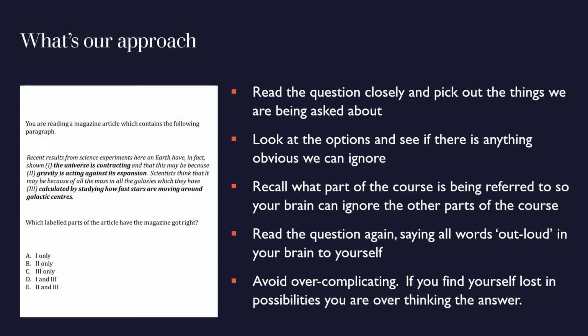So what's our approach? Well, we need to read the question closely and pick out the things we're being asked about. This is a question that warrants reading fairly closely. We need to look at the options and see if there's anything obvious we can ignore. Well, there isn't at this stage. And we need to recall that we're focused on the Our Dynamic Universe part of the course. We need to read the question again, and we really do in this instance need to read it again. And we need to avoid overcomplicating. If you find yourself lost in the possibilities, you're probably overthinking and should stop and just try it again or come back to it.